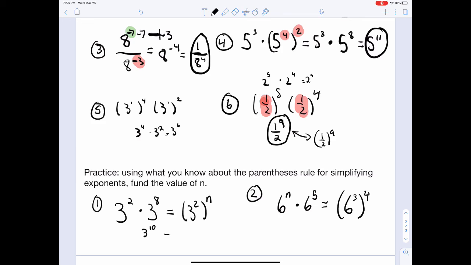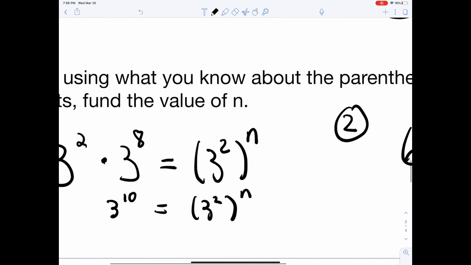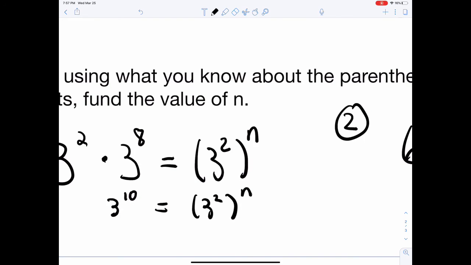So we know that this will be 3 to the 10th. And over here we have 3 squared to the n. We need to get a 10 on the right-hand side, because there's a 10 right here. The only way we're going to be able to do that is to make n some number. There's a 2 and an n, and using the parentheses rule, we're going to have to multiply 2 times n. We want that to be the number that's over there, so the number that will work is 5. Because when you plug in 5, using your parentheses rule, that is going to give you the same thing on the left-hand side.